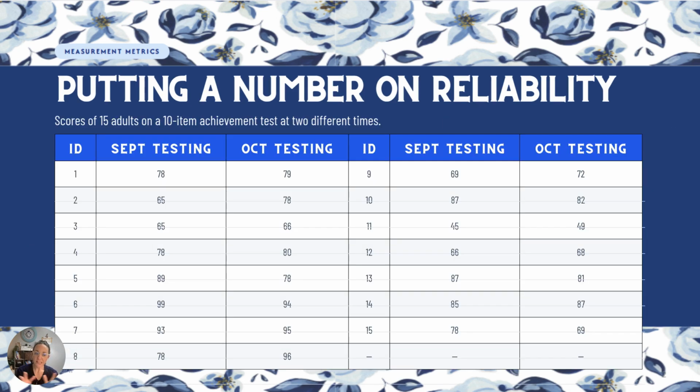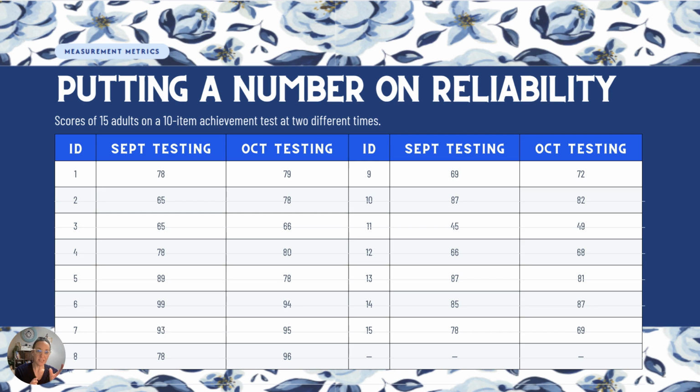So let's look at this, right? Let's look at some data. Yay, data. Okay. So we see scores of 15 adults on a 10-item achievement test that were taken at 2 different times. You see column 1 is ID, column 4 is ID. And so that will give you all of the 15 adults that took the September and October test. That's what you're looking at here.